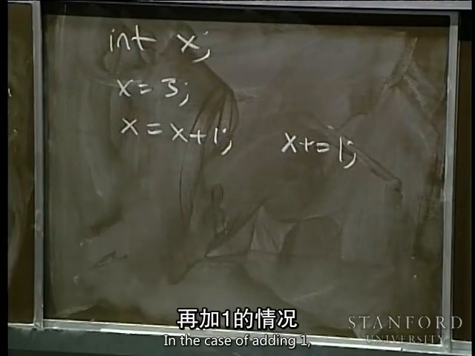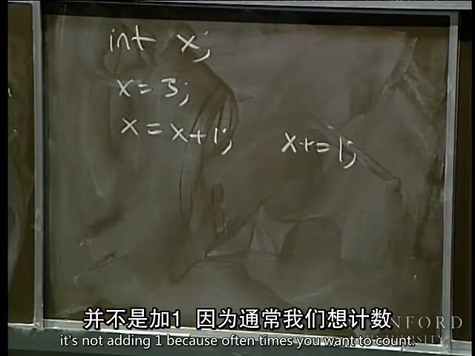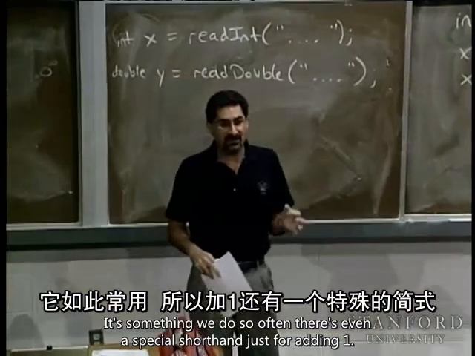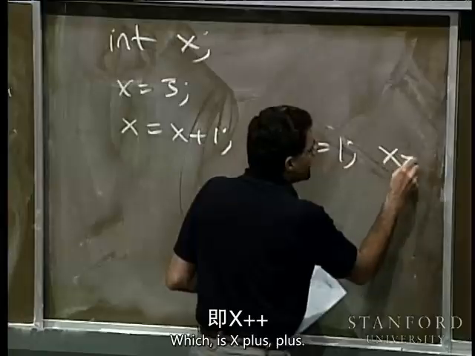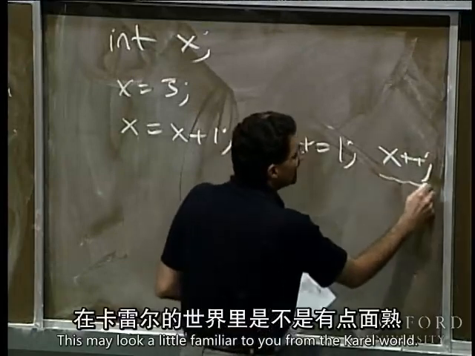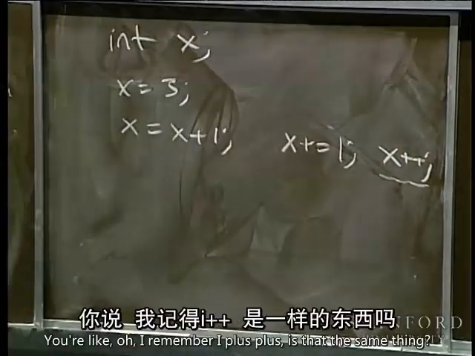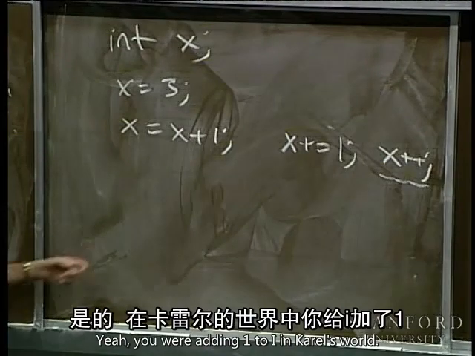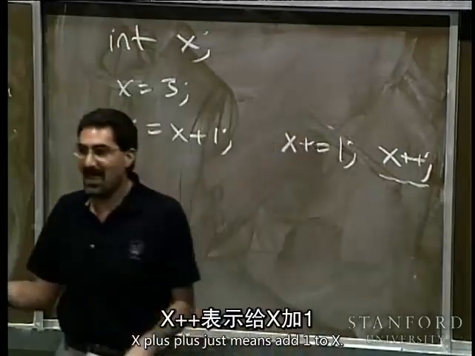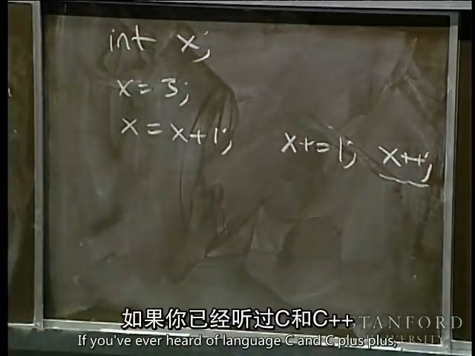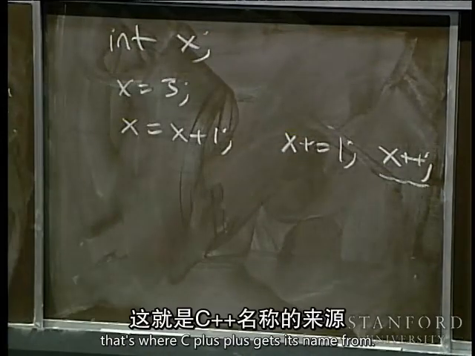Oftentimes we want to count, so it's something we do so often that there's even a special shorthand just for adding 1, which is x plus plus. This may look familiar to you from the Carol world: I plus plus. Yeah, you were adding 1 to i in Carol's world. Here you're adding 1 to x. There are no spaces here. x plus plus just means add 1 to x. And if you've ever heard of the languages C and C++, that's where C++ gets its name from.